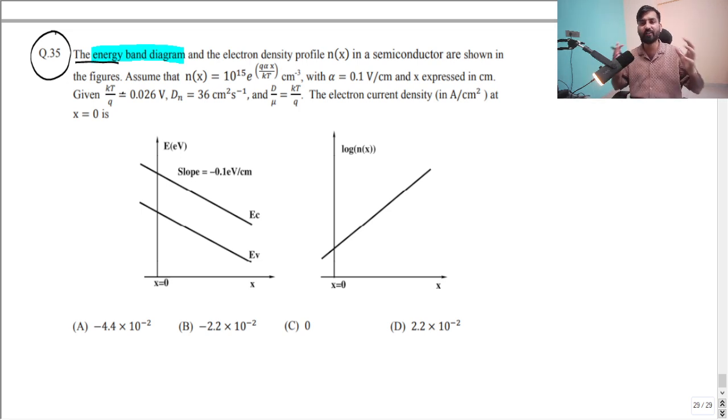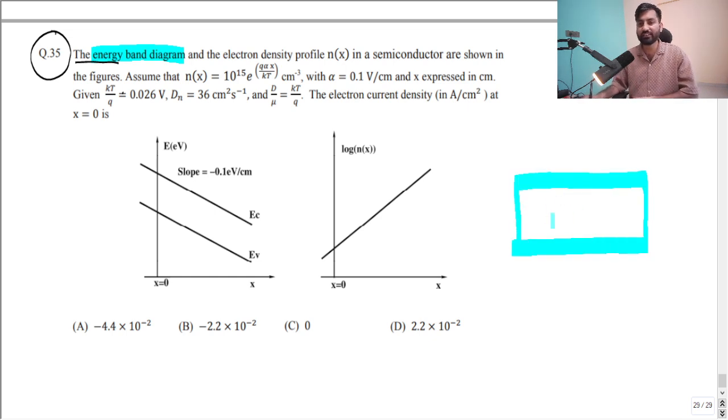Since they haven't specified any sort of external voltage, nothing is applied. Simple, one semiconductor is given like this, and this has been non-uniformly doped. The doping has been done gradually. The doping concentration has increased or decreased, you can say, gradually. I hope this makes sense. And this is log of n(x), so these things do not matter, please remember.